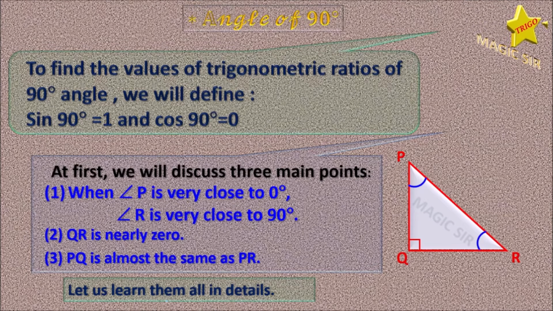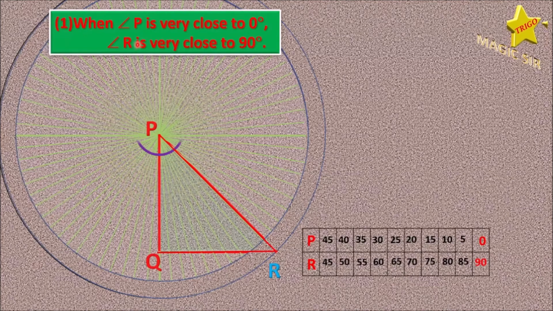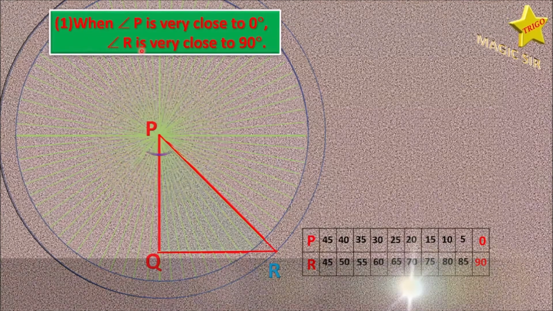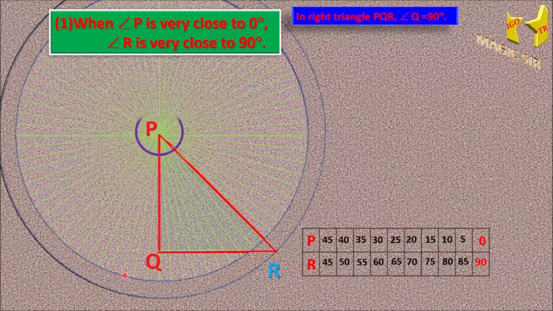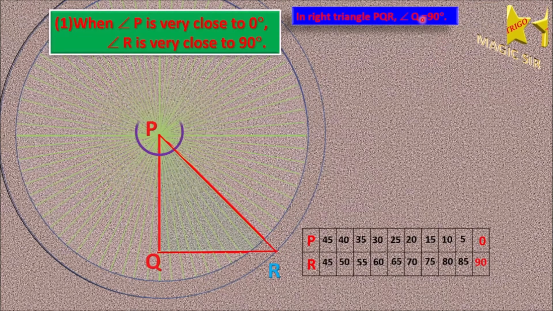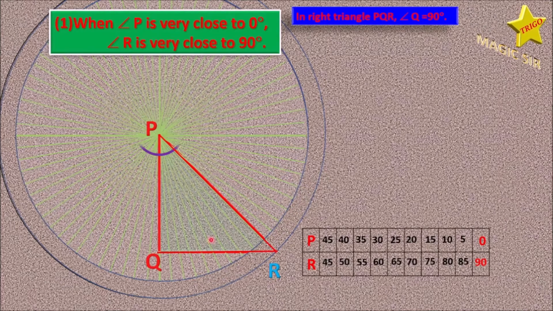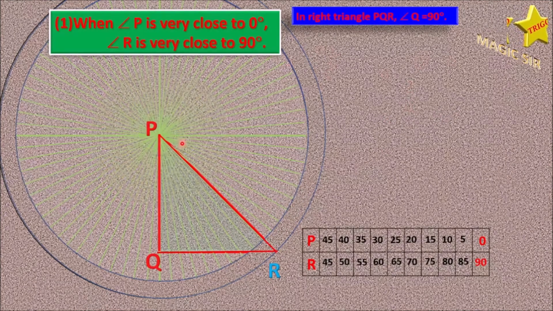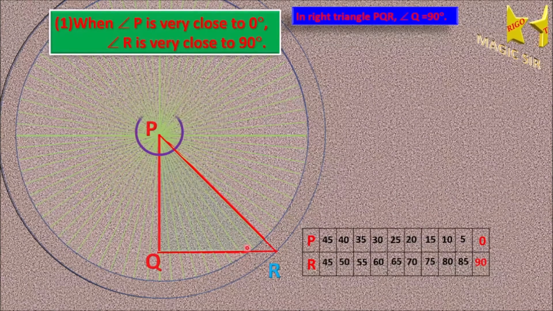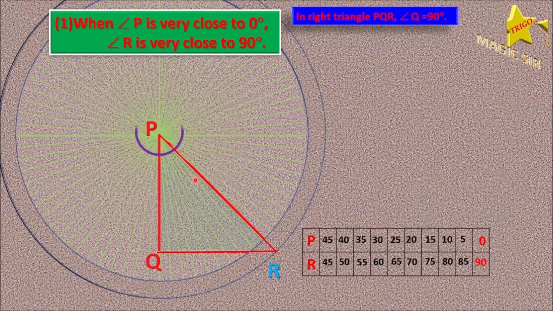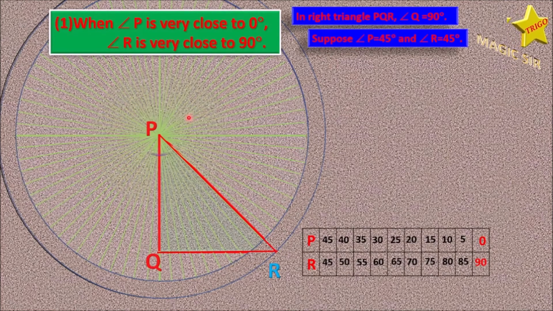Let us learn them all in detail. Our first point: when angle P is very close to 0 degree, angle R is very close to 90 degree. In right triangle PQR, angle Q is equal to 90 degree. We know that angle P and angle R both are acute angles. So we take angle P smaller than 90 degree. Then it is clear that angle R is smaller than 90 degree. For simplicity, let us suppose angle P is equal to 45 degree and angle R is equal to 45 degree.